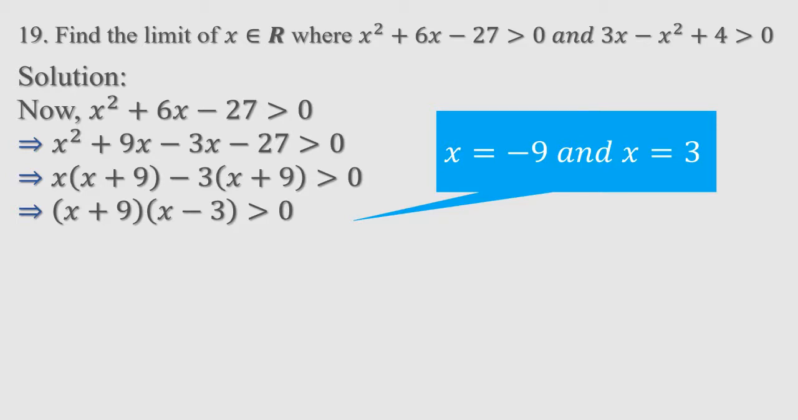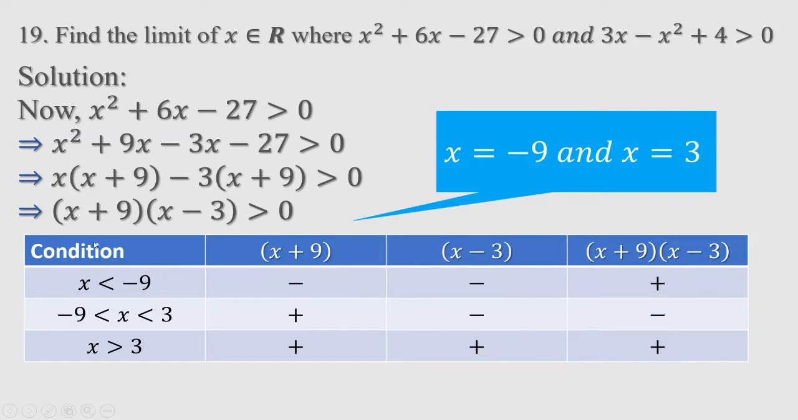Now we can easily find the limit of x for this condition using a table. This is the table. For this, we separate the whole real number into three parts. First, less than the smallest number. Second, between these two numbers. And third, greater than the greatest number. Now, when x less than minus 9, then this factor x plus 9 is negative.